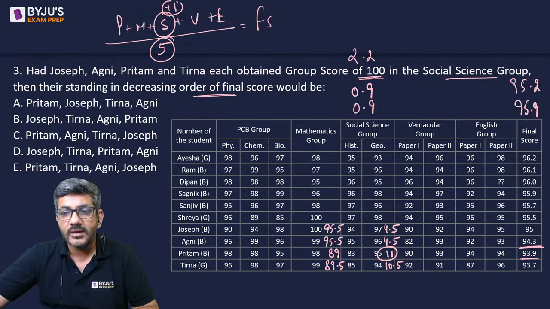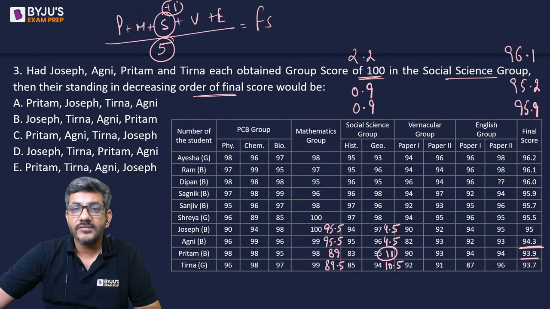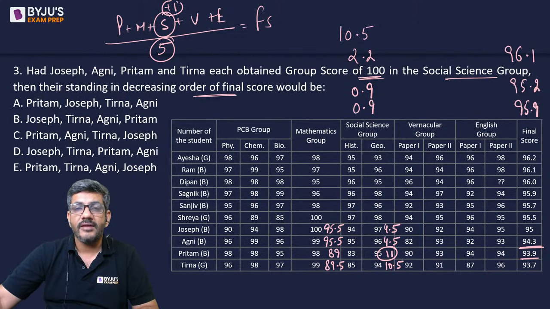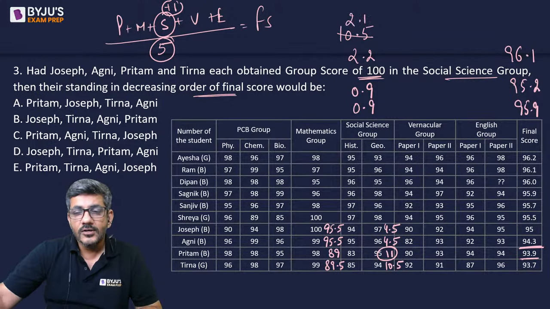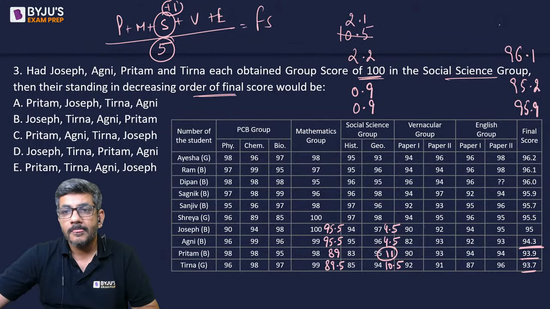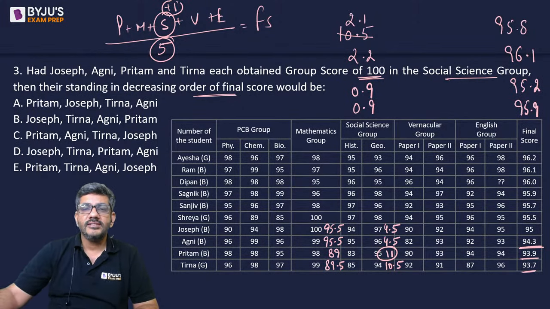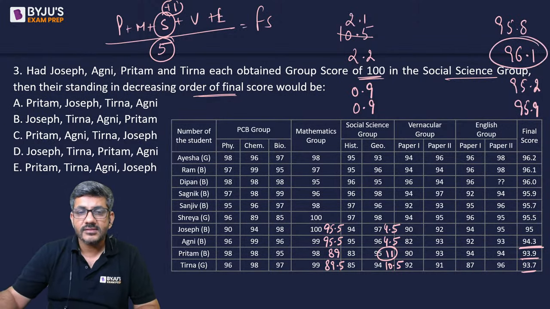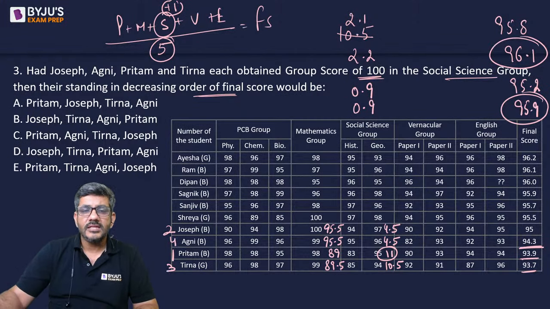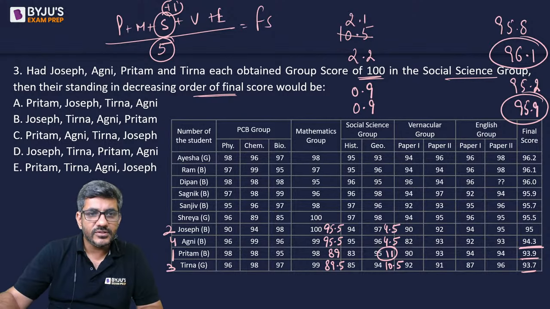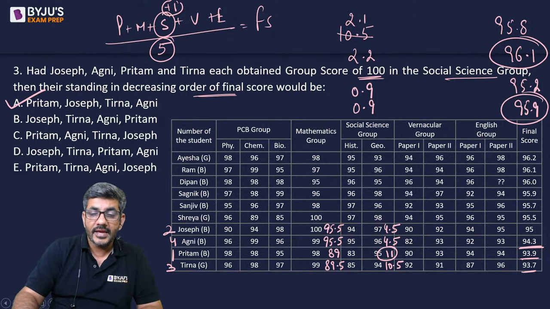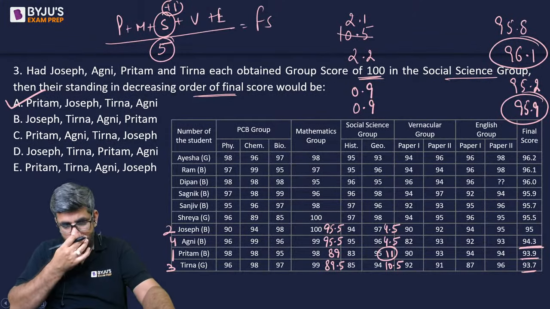Increase 2.2 in this. So this will give you 96.1. And finally in case of Tirna, it increases by 10.5, and 10.5 means the total increase will be 2.1, sorry, 2.1. So 2.1 plus 93.7, that is 95.8. So in decreasing order, I see that Preetham ranks 1, second rank is that of Joseph, third rank is that of Tirna, and fourth is Agni. Preetham, Joseph, Tirna, Agni is given in option A itself. That is the right answer for us.